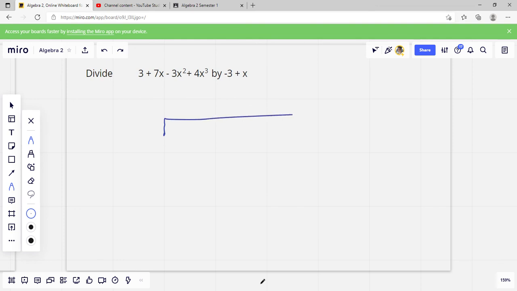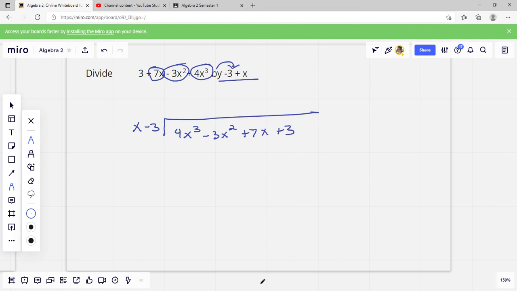Okay, here's my division box. What I'm dividing by is that one. My x has to go first, so it's x minus 3. Okay, my biggest term is to the third, so 4x to the third. Then I've got my squared minus 3x squared, and then I've got my 7x, and then plus 3 is my last one.